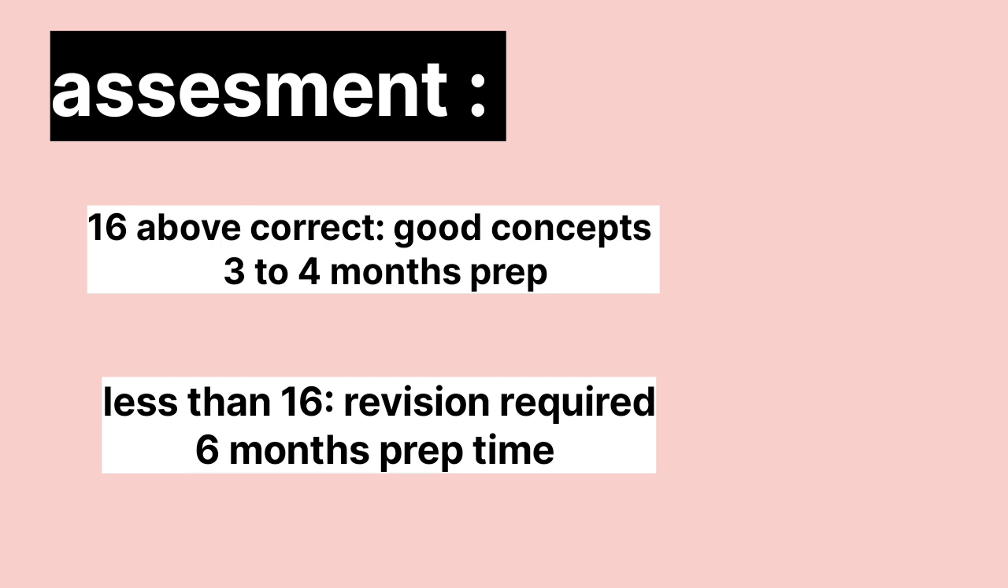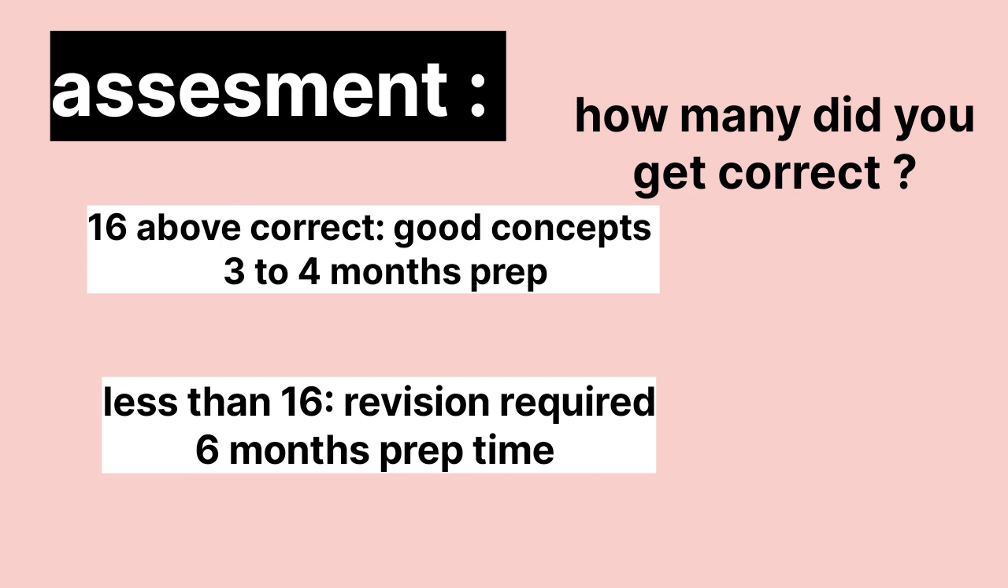Alright guys, now time for assessment. If you got 16 or above correct, that would mean that your basics are good, so you just need 2 to 4 months of preparation. But if you got more than 4 wrong, below 16 correct, that means you need more preparation, approximately 6 months. So that's how you assess yourselves with these questions.